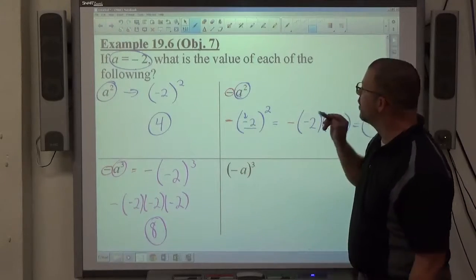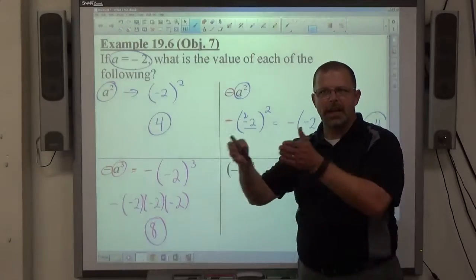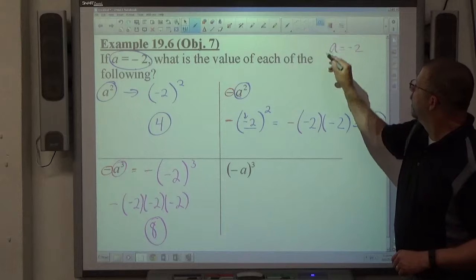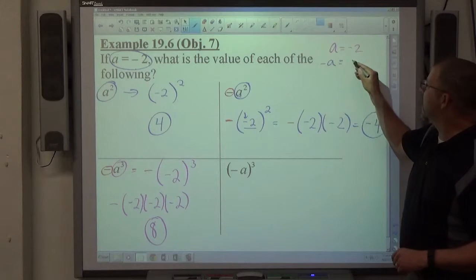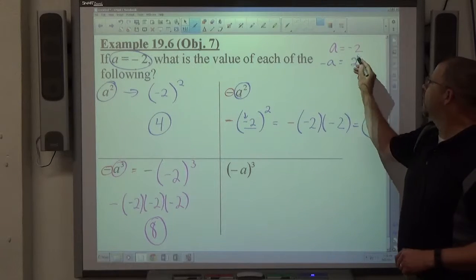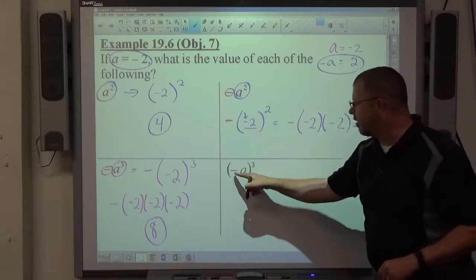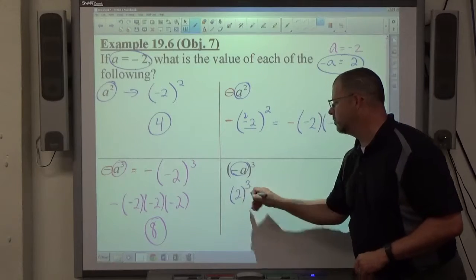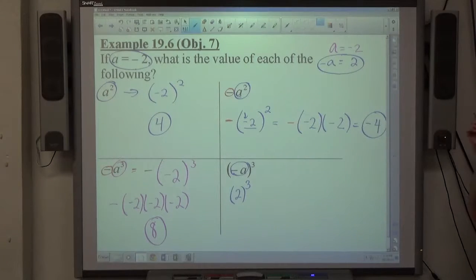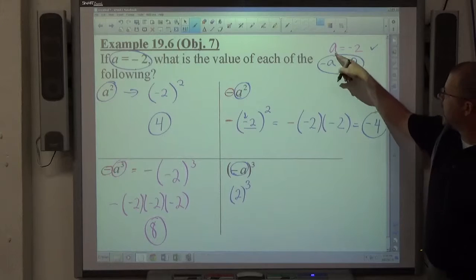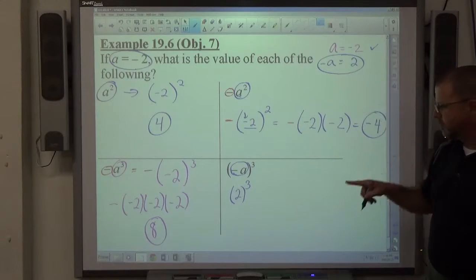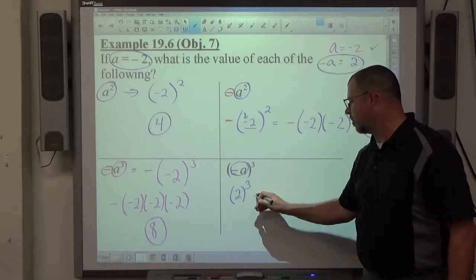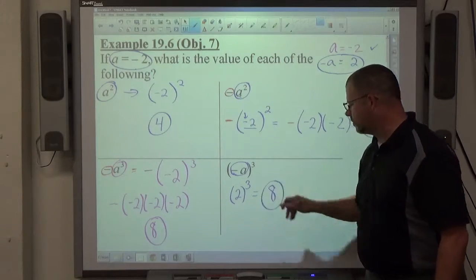So to do this problem, and this is going to happen a lot where you have a negative letter, I know that A is equal to negative 2, right? So negative A would be the opposite sign, which would be positive 2. So if you can establish what negative A looks like, you can change this thing into that thing. So this actually means 2 cubed. Anytime you see minus letter, if you know what the letter equals, minus letter is just the opposite sign number. Minus A is the same as 2. Minus A is being raised to the third, so 2 is being raised to the third. 2 times 2 times 2 equals 8.